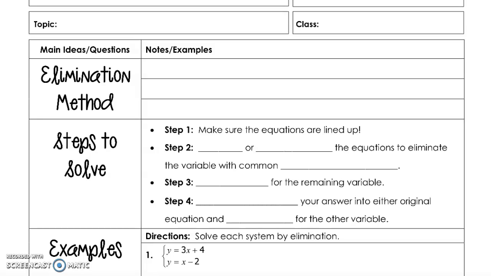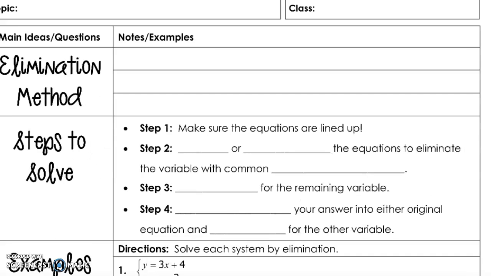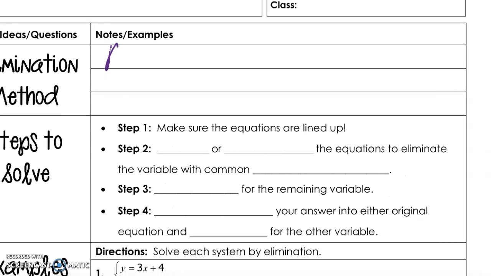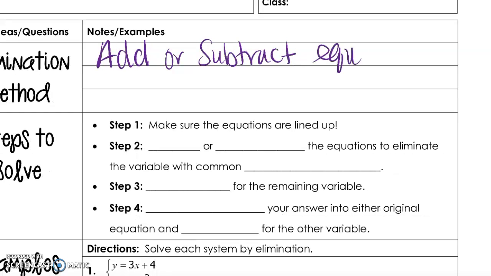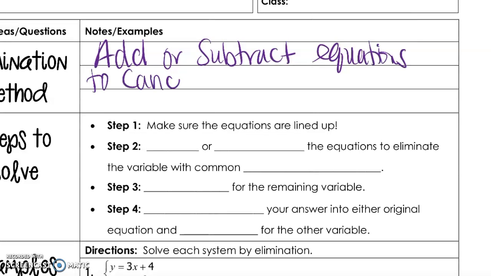5.5 and 5.6 notes are going to be our third way to solve systems of equations. So your first one was graphing, your second one was called substitution, your third one is called elimination. What this does is you add or subtract equations to eliminate, or I'll say cancel out, one variable.